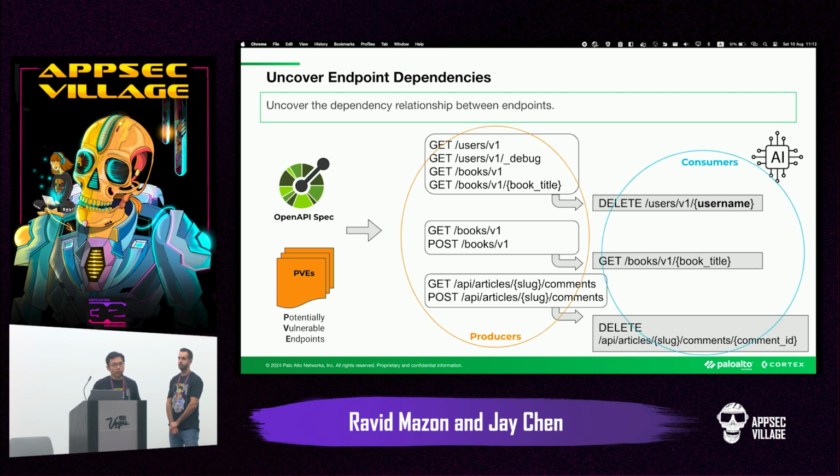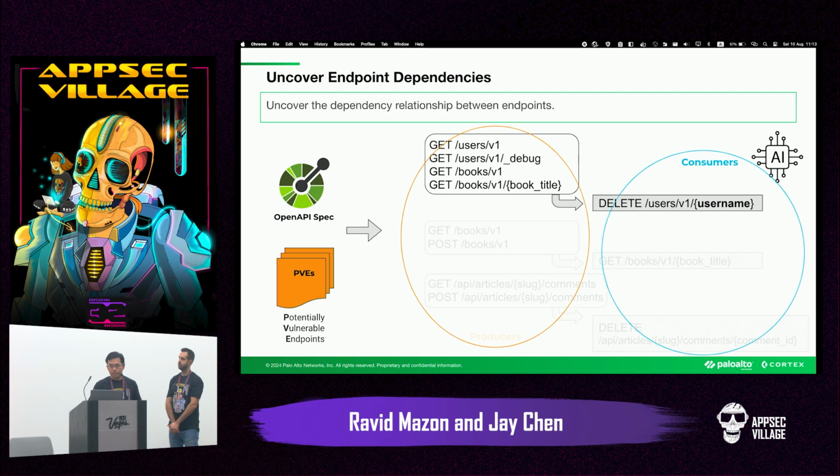In this diagram, we call the endpoints on the right consumers and the endpoints on the left producers. Producer endpoints output the values that consumer endpoints need as input. This is one of the most important concepts in our methodology.